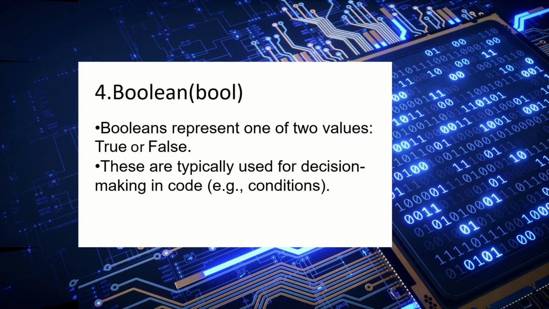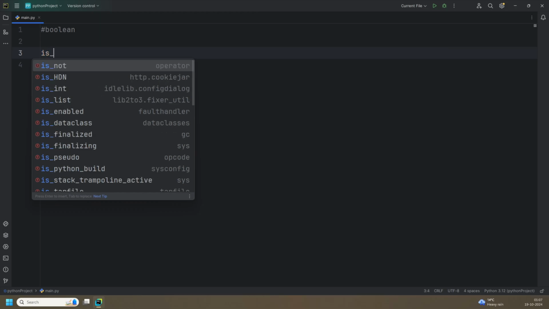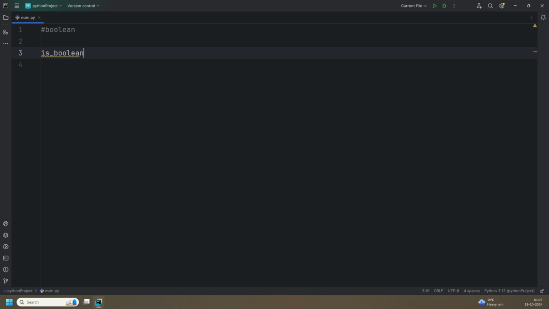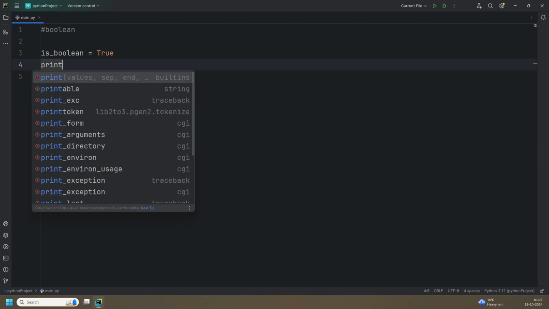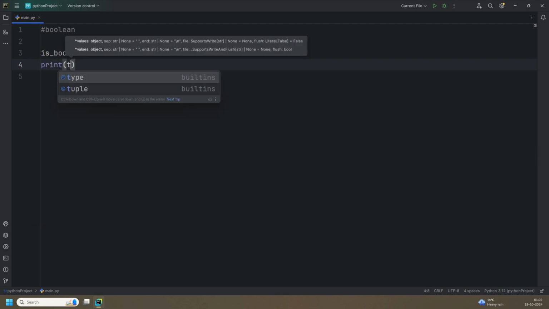Boolean values: true and false. Boolean values are used to represent logical expressions that can be either true or false. They are essential for decision making and control flow in programming. I give the example.